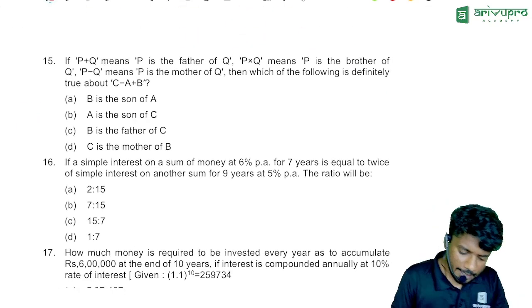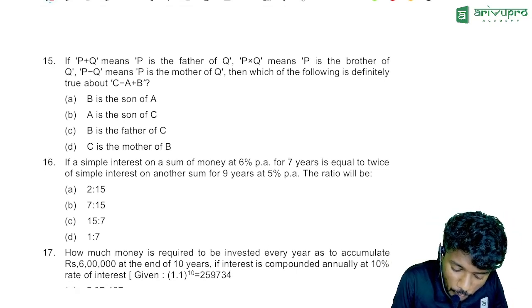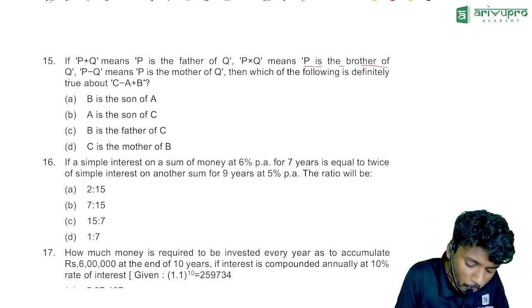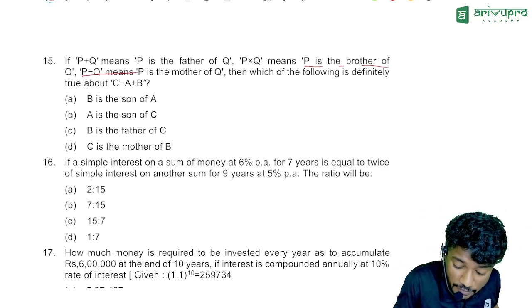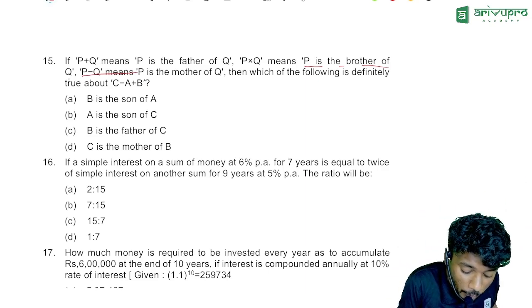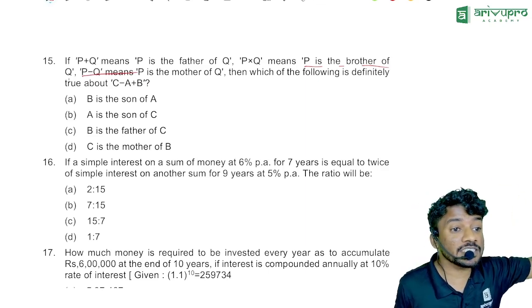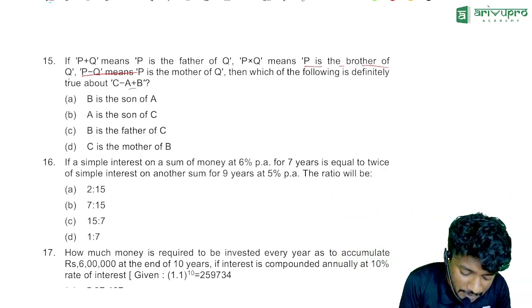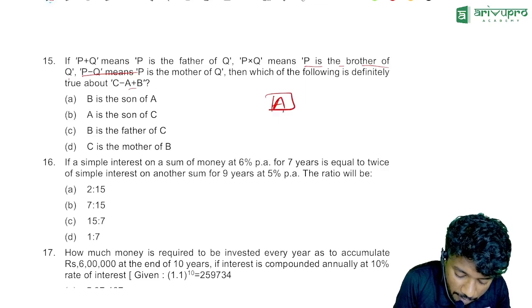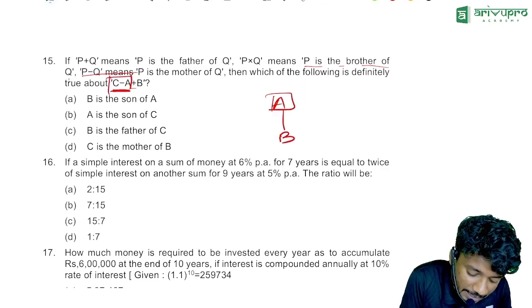Very good question. If P plus Q means P is the father of Q, P into Q means P is the brother of Q, P minus Q means P is the mother of Q, then which of the following is definitely true about C minus A plus B? What did I tell you? Whenever we see some question like this, start from one of the side. So A plus B means what? A is the father of who? B. Then C minus A is what?